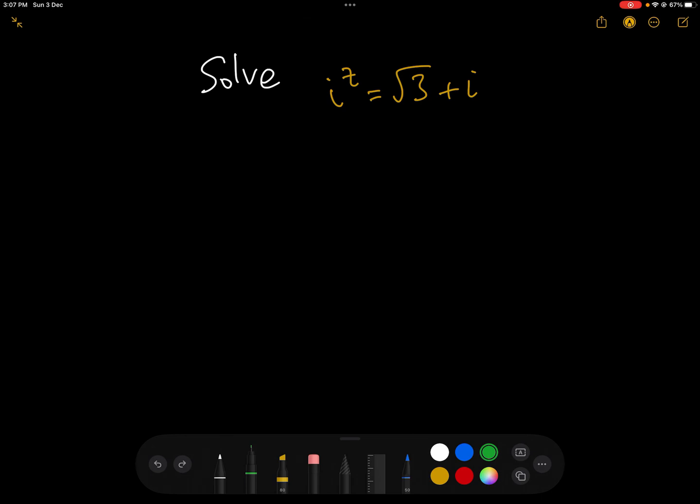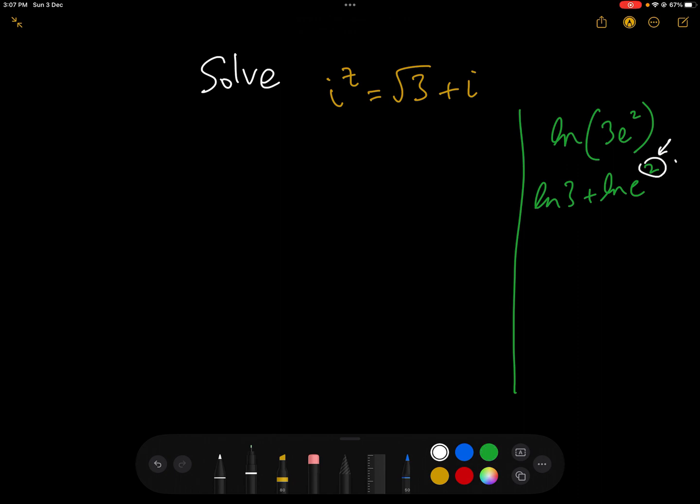So let's have a very brief recap. Let's imagine that we had, I don't know, log of 3e squared, for example, where 3 is real and e is real. So what we would do is, using log ab is log a plus log b, we could say that that's log 3 add log of e squared, and the log of e to the power of anything is that. So therefore the answer is log 3 add 2. Okay, that's the answer to log 3e squared.